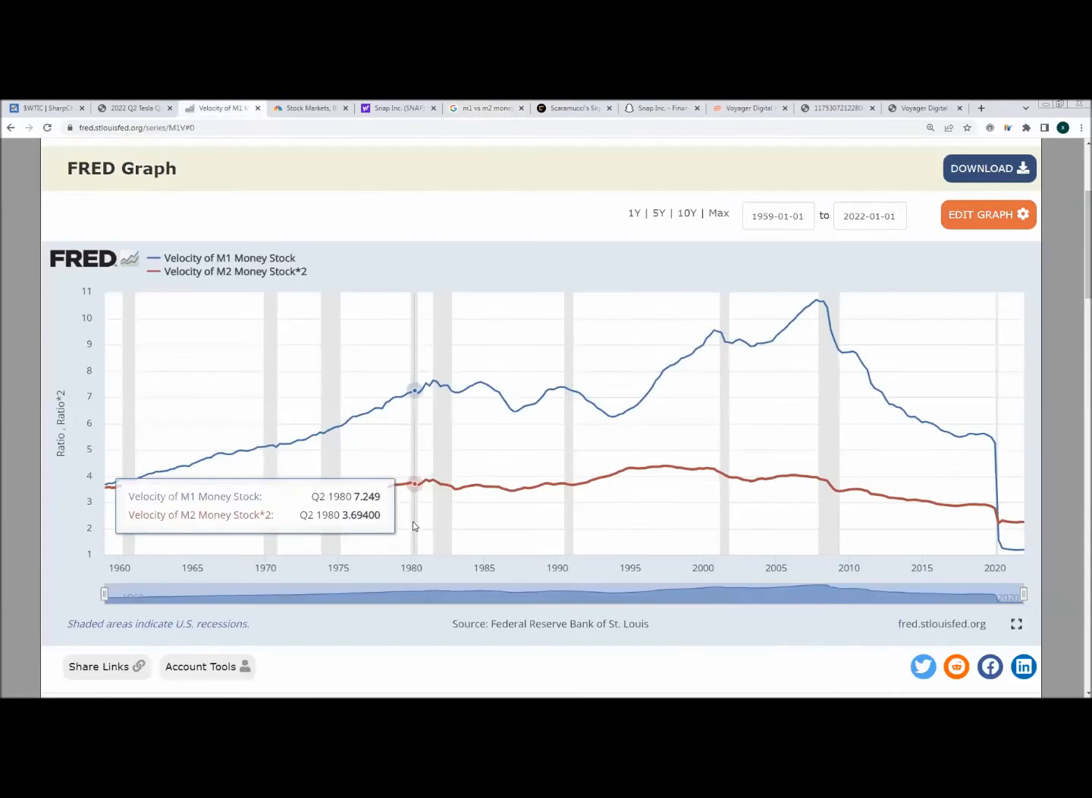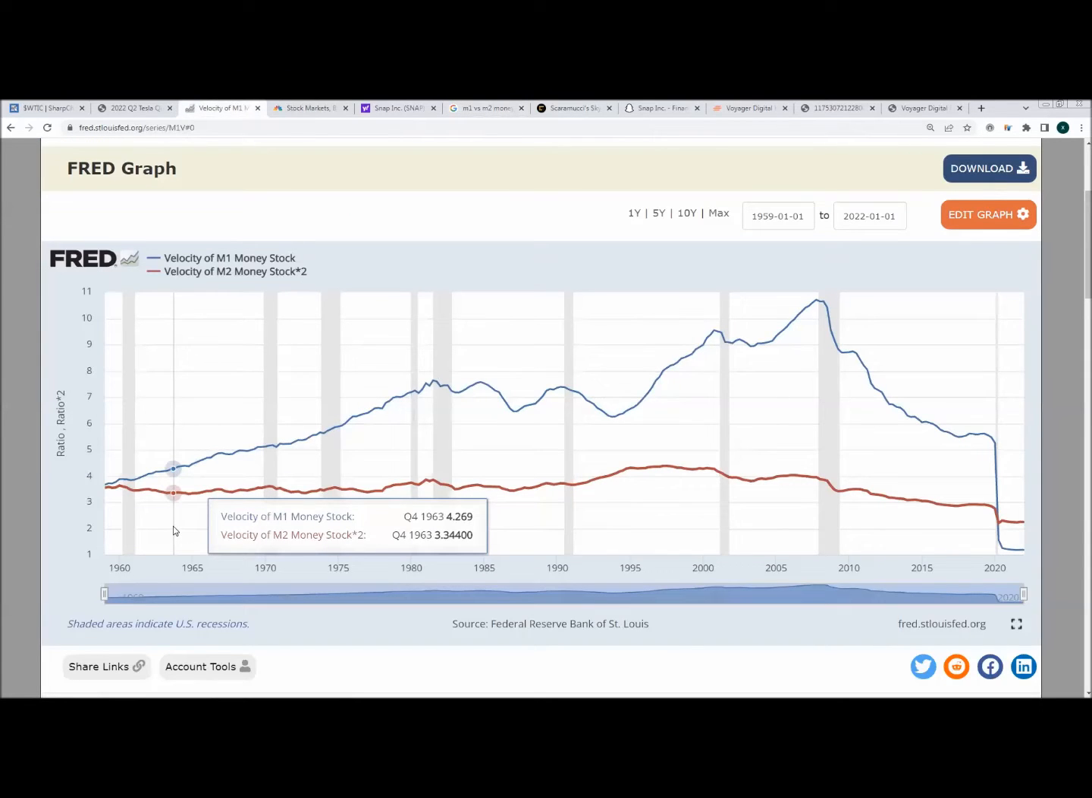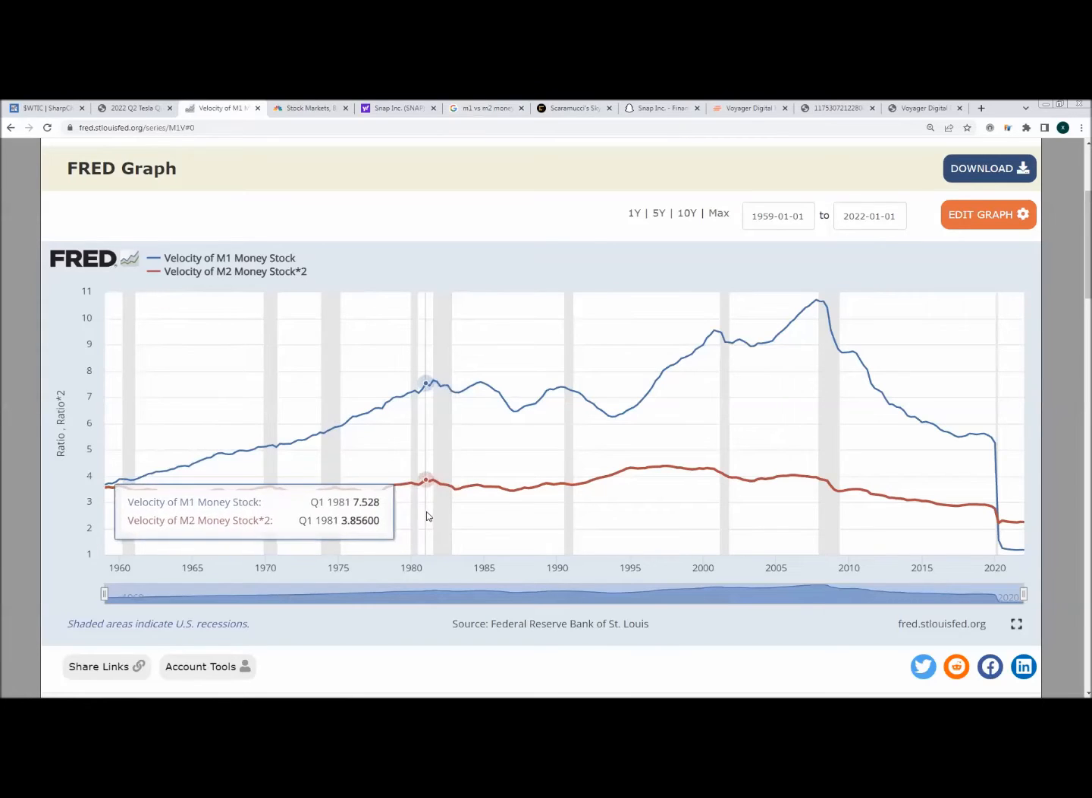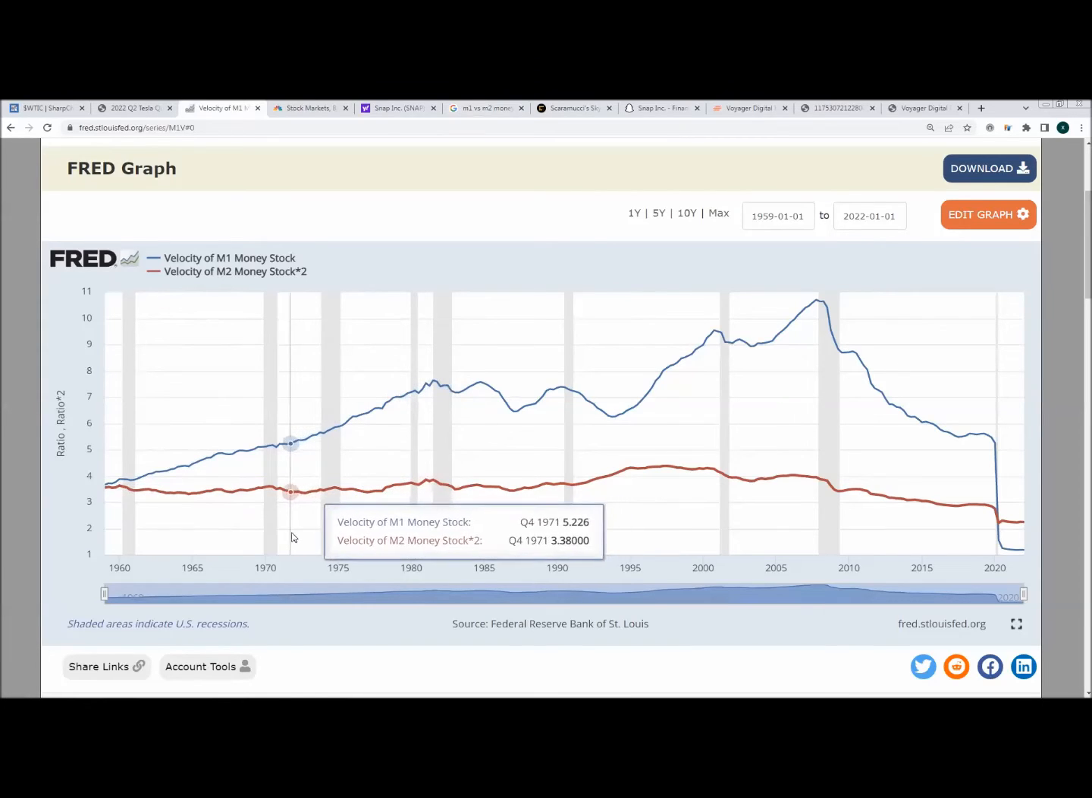So what's interesting here is that you have to take this relative, because they're on different scales. I'm multiplying M2 by 2, so just keep that in mind. But the point is, we're just looking relative. So you see that the M1 stock was increasing in the 60s and 70s up to the 80s, and then it dropped. So the point is, we had high inflation in the 70s, and look at that M1 increase.